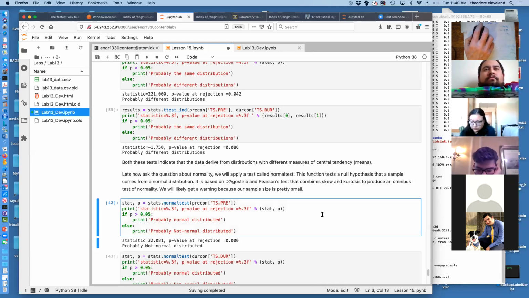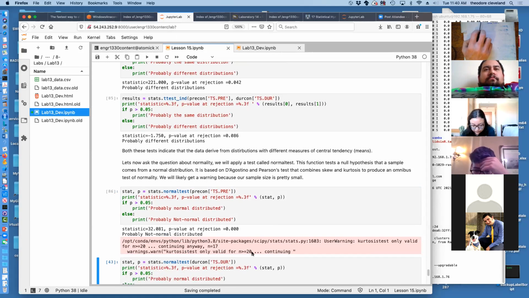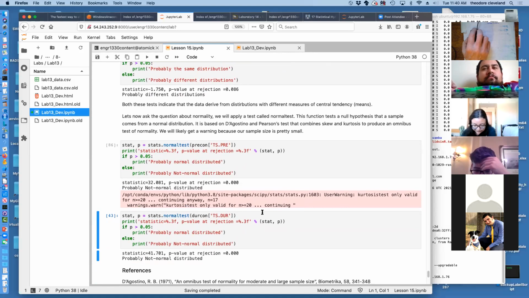So let's go ahead and see if the pre-construction total solids appears to be normally distributed. And it tells us it's not normally distributed. It also has warned us that our sample size is a bit on the small side, and it's designed for samples bigger than 20. So this warning, we wouldn't ignore it, but we'd be aware of it, that because of the small sample size, it can't effectively produce a p-value at rejection. But the result we're getting is that the data are probably not normal.